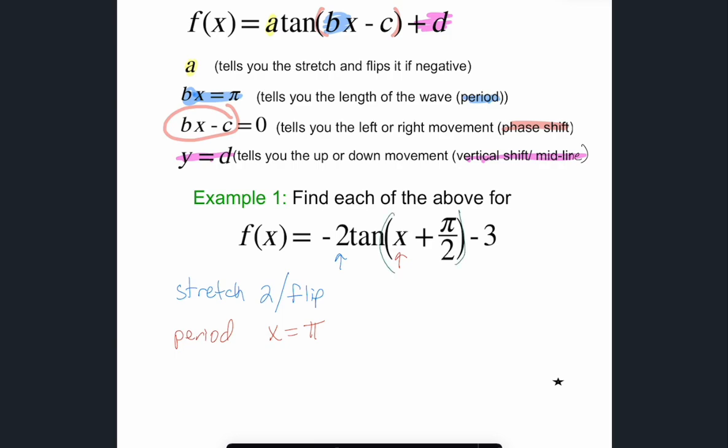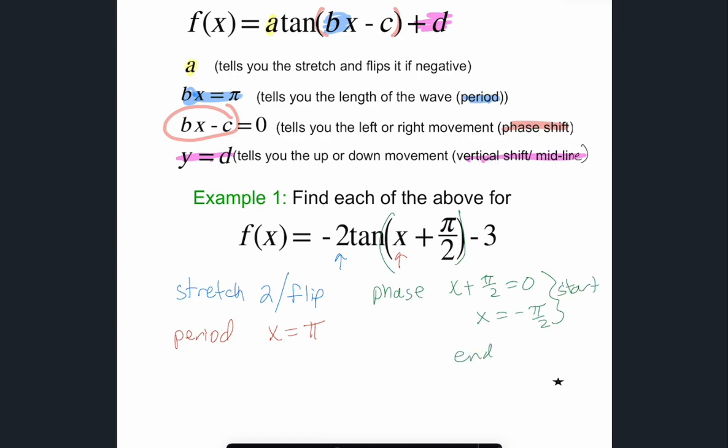We're going to use this entire parenthesis to find the phase shift. We're going to set that equal to 0. And remember, that's going to be our starting place. And so we are going to get that we start at negative 2 pi. Now that's our starting.